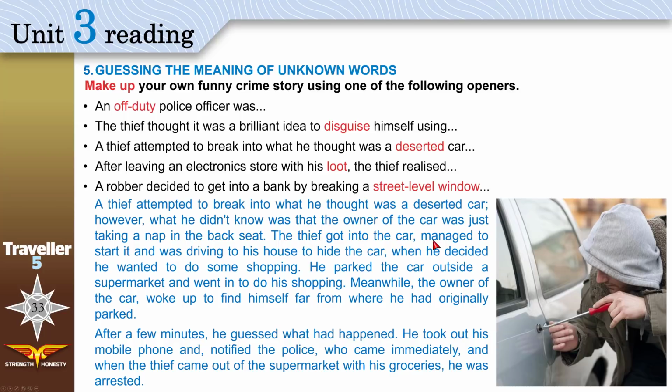The thief got into the car, managed to start it, and was driving to his house to hide the car. When he decided he wanted to do some shopping, he parked the car outside a supermarket and went in to do his shopping. Meanwhile, the owner of the car woke up to find himself far from where he had originally parked. After a few minutes, he guessed what had happened. He took out his mobile phone and notified the police, who came immediately, and when the thief came out of the supermarket with his groceries, he was arrested.